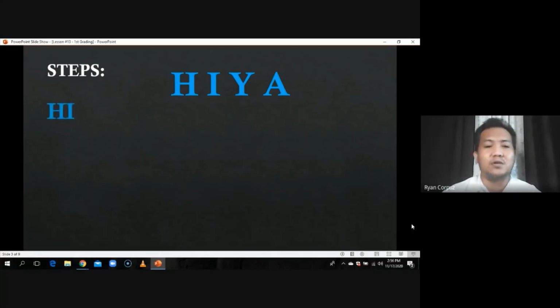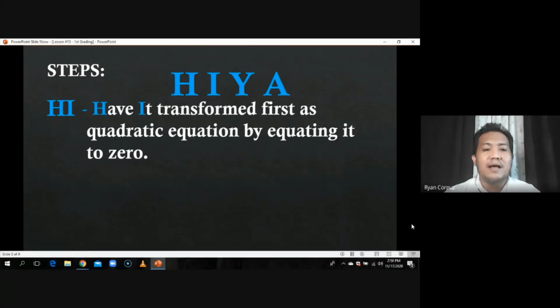So unahin natin yung HI. HI stands for have it transformed first as quadratic equation by equating it to 0. So that equation of the quadratic function, before we find for its zeros of the function, we have to transform it first into a quadratic equation by equating it again into 0. Then if it's already a quadratic equation, y will follow.